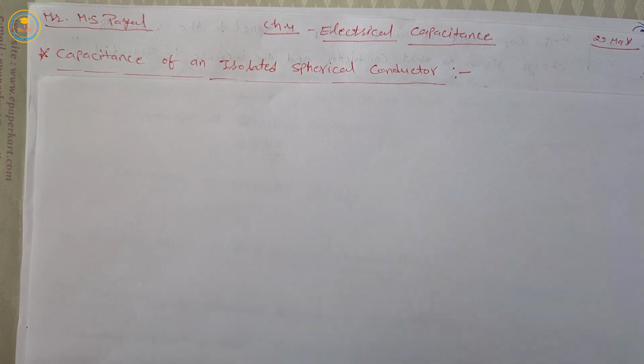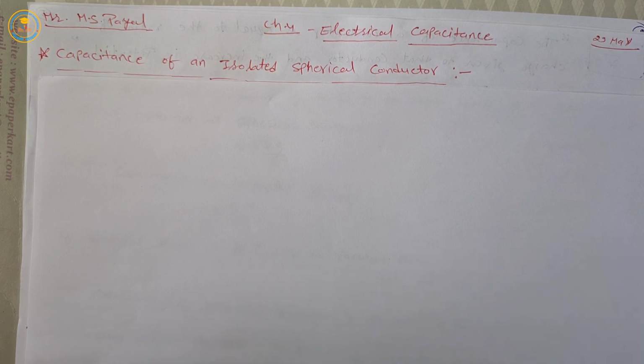Our chapter number 4 is going on, which is electrical capacitance. Yesterday we discussed capacitance of a conductor and some introduction of conductors and insulators. Today, our new topic is capacitance of an isolated spherical conductor.